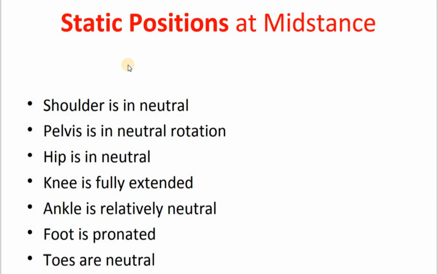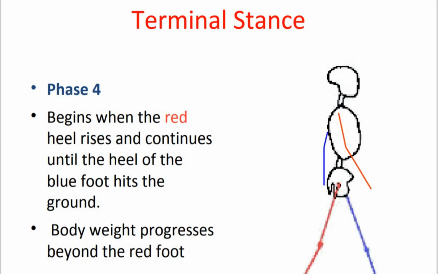So these are the static positions in the mid stance phase. The shoulder will be remaining in the neutral, pelvis in the neutral position, hip is in neutral, knee is fully extended, ankle is relatively going to be neutral, foot is going to be pronated, and toes is going to be in the neutral position. Finally, we are going to see about the terminal stance phase.